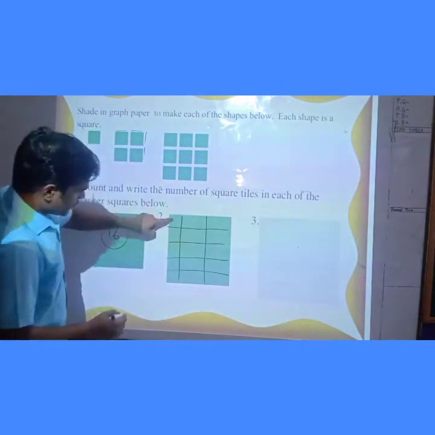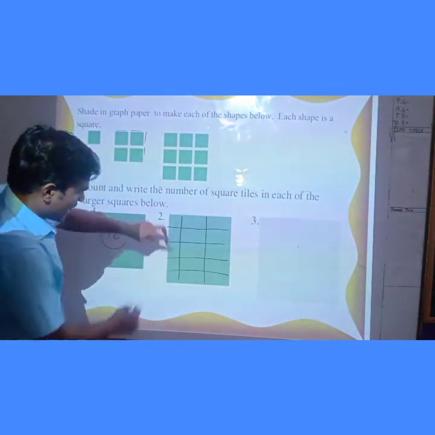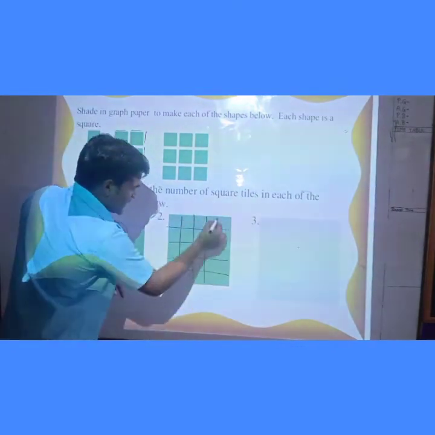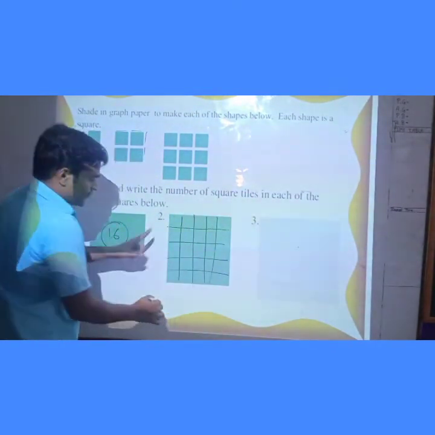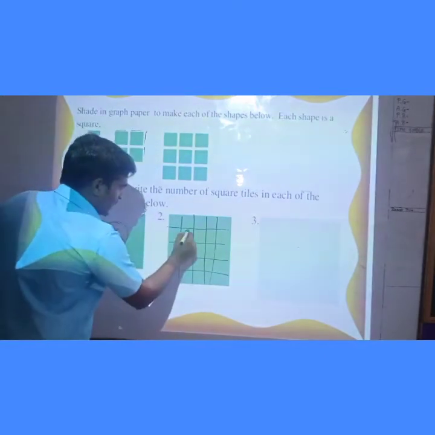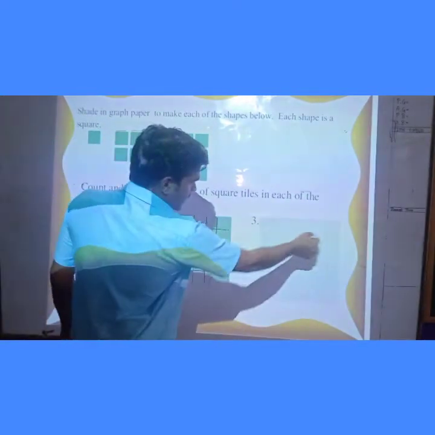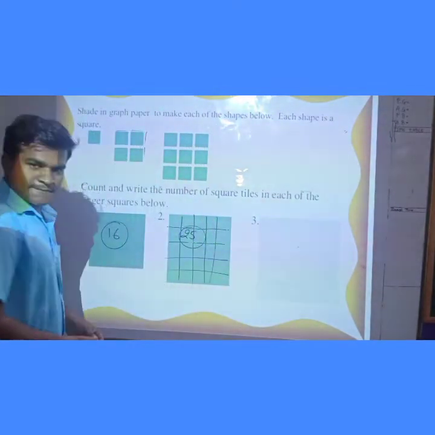So 1, 2, 3, 4, 5: 5 is the length, and the breadth is also 5. So the total number of square tiles is 5 into 5, that is 25. There are 25 square tiles. Like that you can count here and you have to write it here.